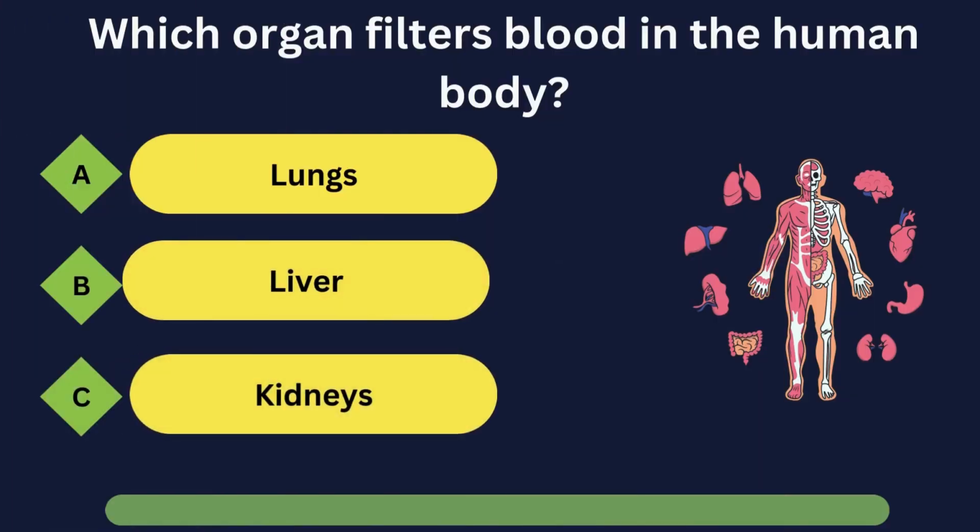Which organ filters blood in the human body? A. Lungs. B. Liver. C. Kidneys.